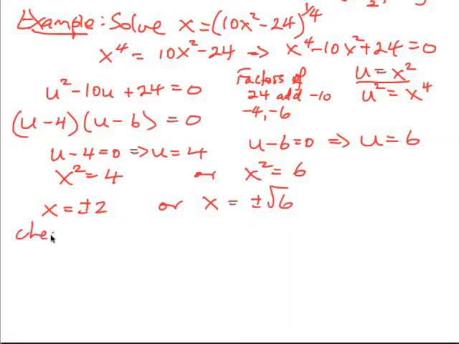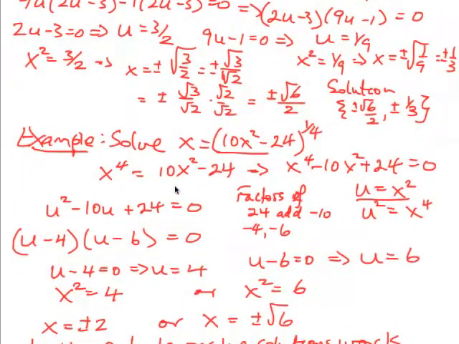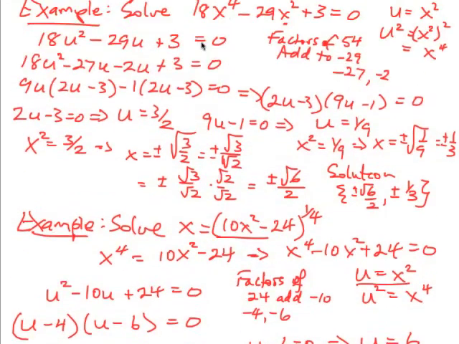Now we'd need to check these by putting them back into here. If you check, you'll find that only the positive ones work. So what you do is you put them back up into the original equation and see if you get it right. And of course you'll find the negative ones don't work, and so the solution will in fact be 2 and the square root of 6. So don't ever forget to actually do the check.